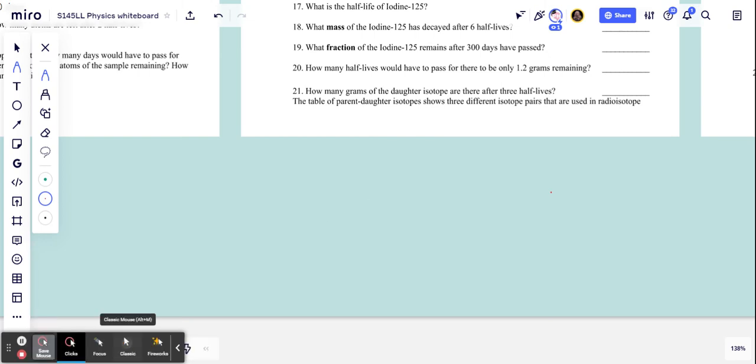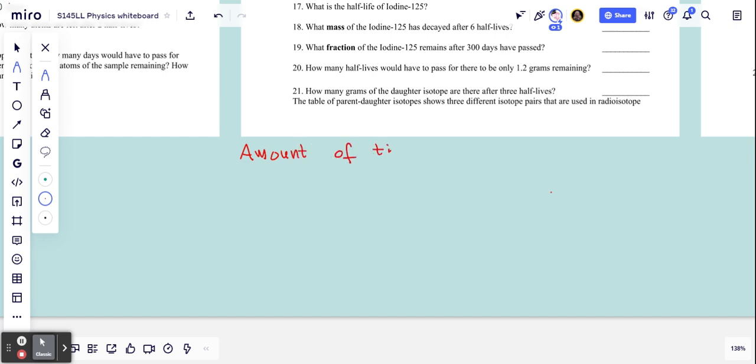Okay, so we know that at GCSE, the half-life is the amount of time it takes for a sample size to half. So if you had 1,000,000 atoms after one half-life, you'll have 500,000 atoms, and after a second half-life, you'll have 250,000. It's just going to keep halving.